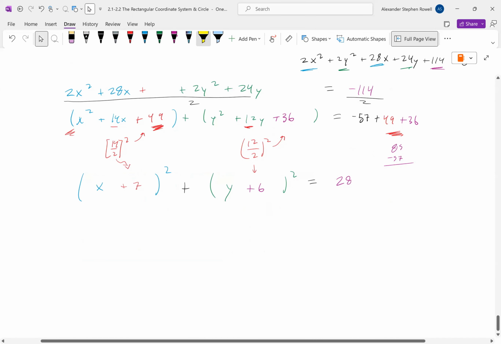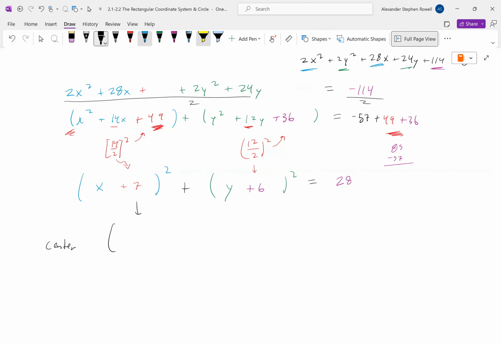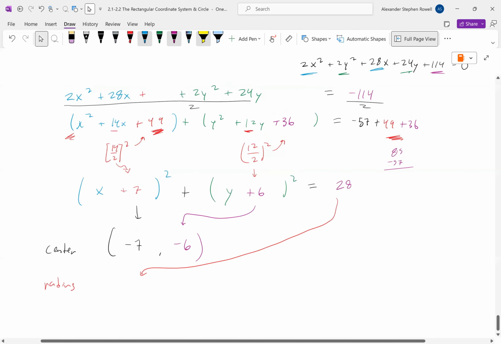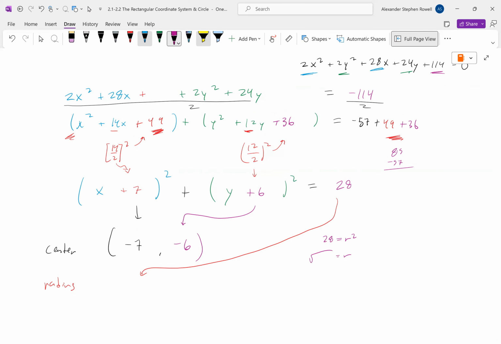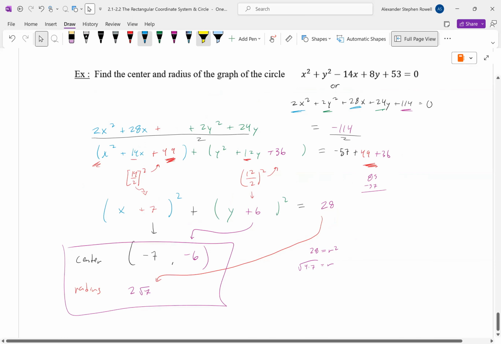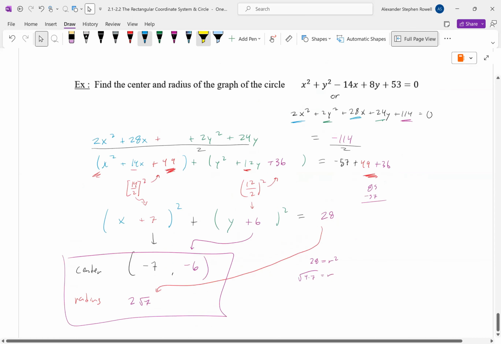Where is my circle centered? Centered at -7, comma, -6. You take the opposite sign. And what is the radius? Close. 28 is equal to r squared. 28 would be what? 4 times something? Okay, yeah. 2 root 7. All right, I want to at least talk you through the other example we skipped, so you know how to do this homework problem.